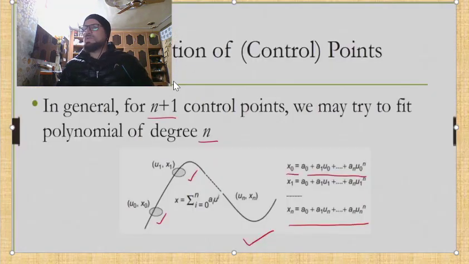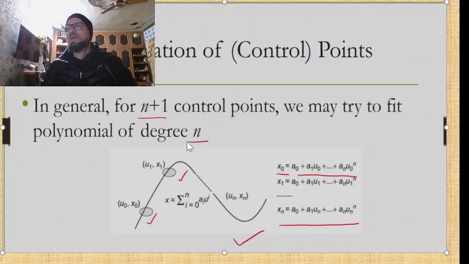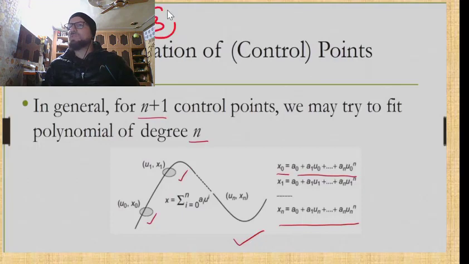So when you try to interpolate these control points in general, if you have n plus 1 control points, we may try to fit a polynomial of degree n. Say, for example, if n is 2, we are working with a polynomial of degree 3 and so on. If n is, say for example, 3, okay, we are working with a polynomial of degree 4, okay? So if we have n plus 1 control points, then we are talking about degree n. That's it.